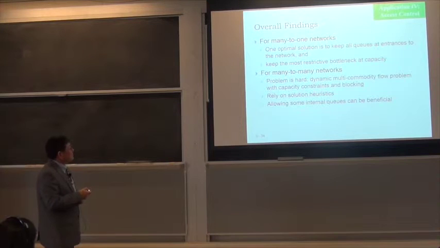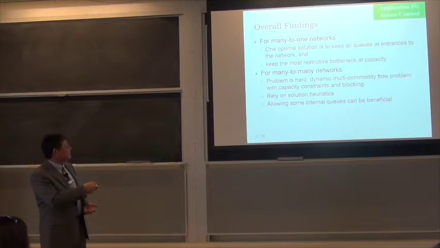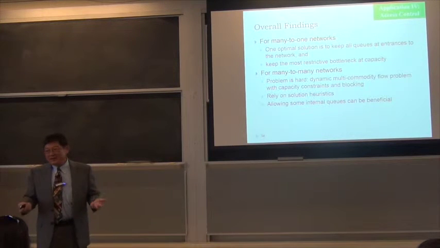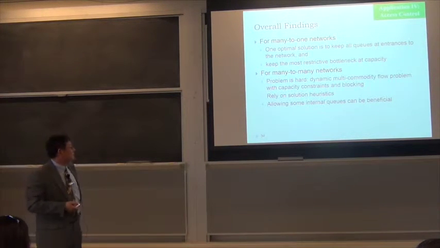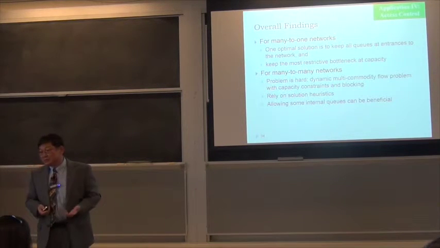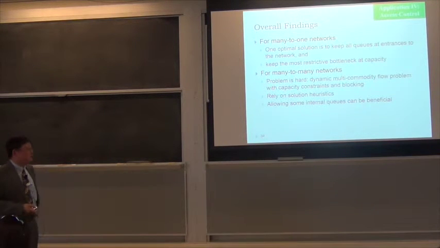In general networks, it's a very hard problem, because for those of you who work in operations research, it's a dynamic multi-commodity flow with capacity constraints and also with blocking effects. It's a highly nonlinear problem, so we haven't really solved this analytically, but we solved it numerically, relying on heuristics. And contrary to this finding, we found that allowing some queues inside can actually further reduce the travel time. So it depends on the type of network. The solutions can be different.